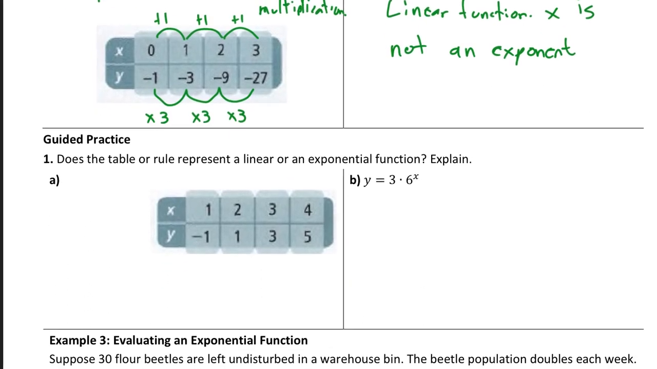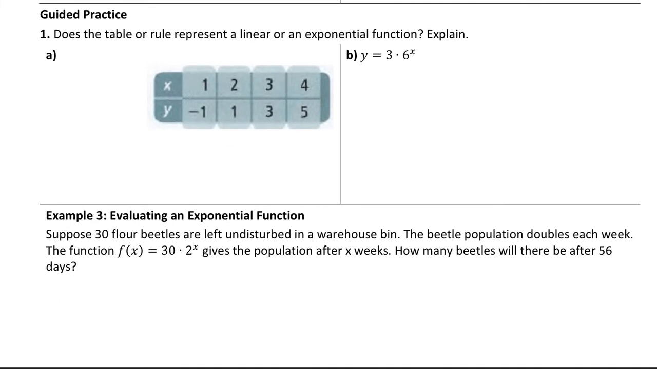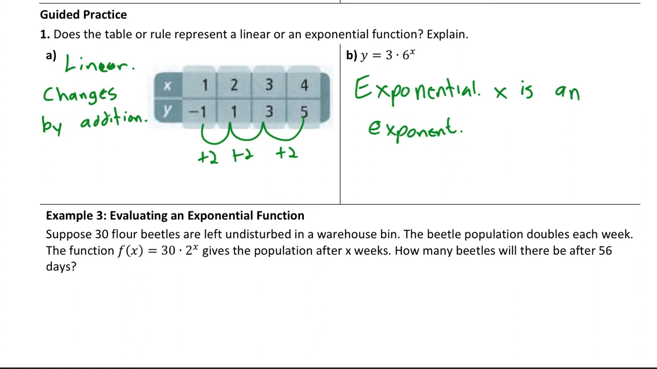So in the guided practice, just take a quick minute to pause the video and answer the question, are these linear or exponential? And be prepared to explain why these functions are linear or exponential. Okay, so A is linear, B is exponential. A is linear because it's changing by addition. If it were changing by subtraction, it would still be linear. Part B, it's exponential, and that's mainly because this is 3 times 6 to the x power. Now, I know I'm not giving very in-depth or long explanations why, but that's the main difference between a linear and an exponential function.